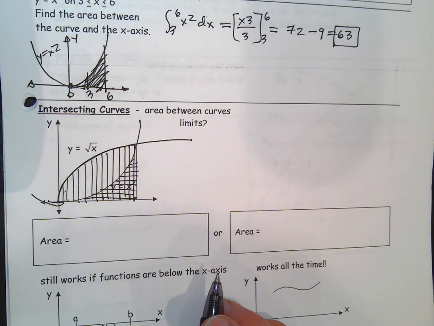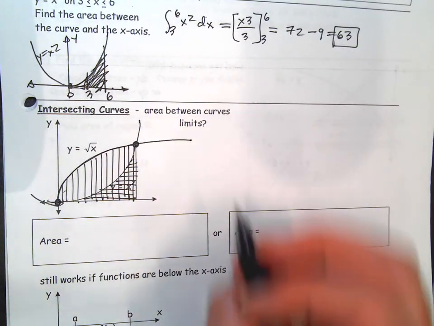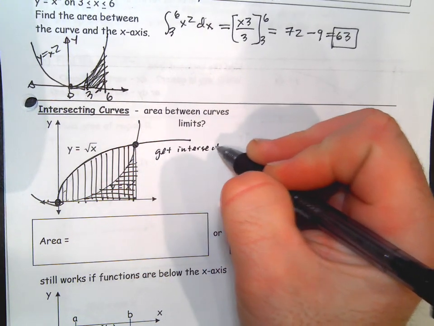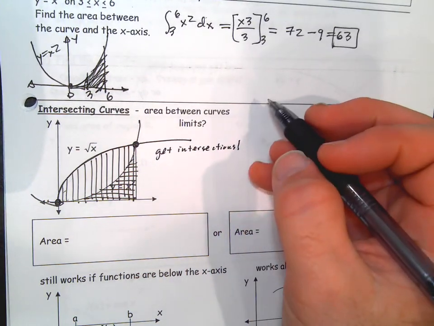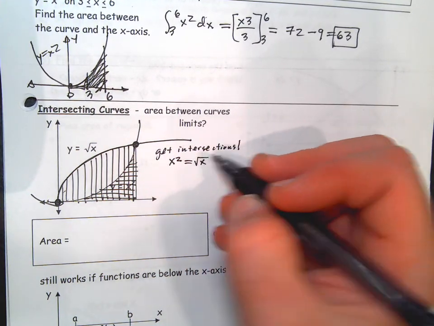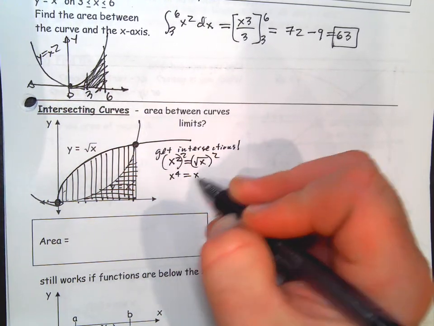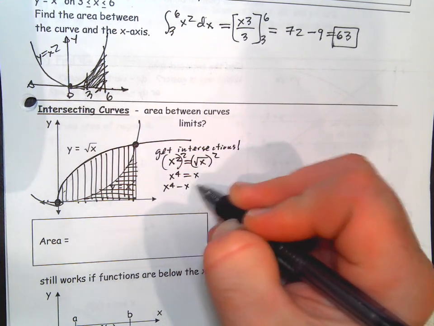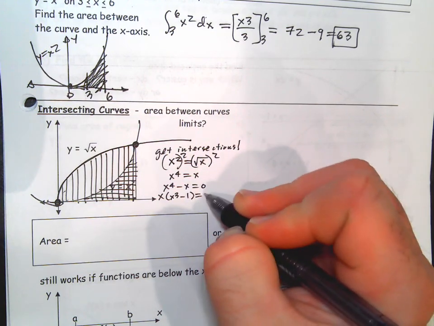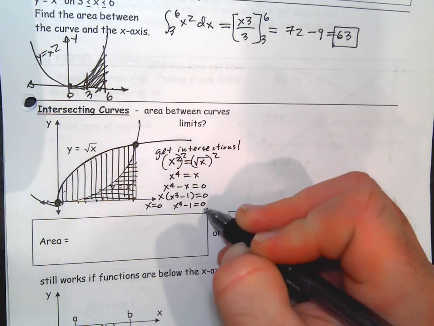One of the things we need to figure out is where to start and end our integration. Those are going to be the intersection points. So we have to get the intersection points, and we're going to do a little algebra for that. We set one function equal to the other function and then solve. Here you'd square both sides. x to the fourth equals x. Move everything to one side equals 0. Factor it. Set each factor equal to 0. We get x cubed equals 1.